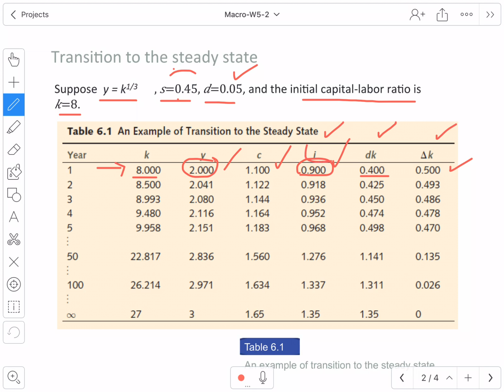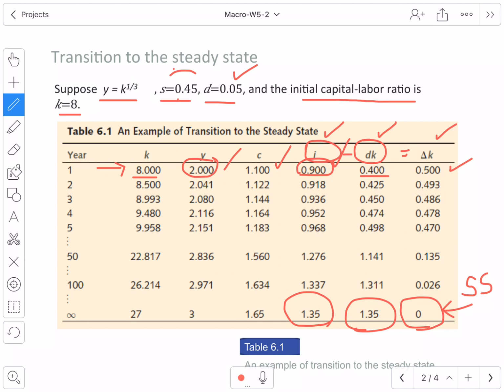So like this column with this column, subtract this from this one, will give you this one. I, right? dk subtracted from I would give you the change in capital. And then you keep doing the same thing for each and every row, okay? Until we reach a certain equilibrium that we're looking for. We're looking for this one to be equal to this one such that the change is equal to 0. This is the indication of a steady state that we're looking for.